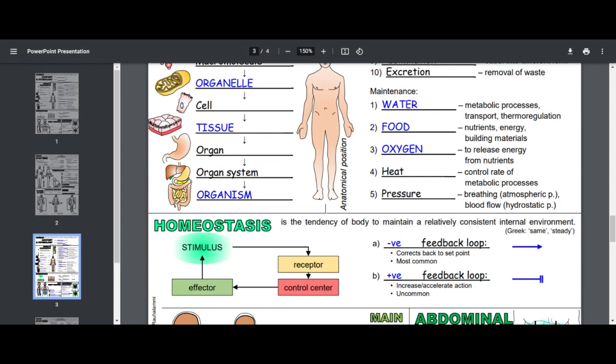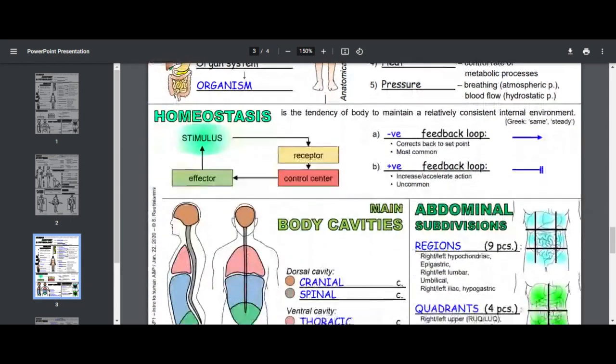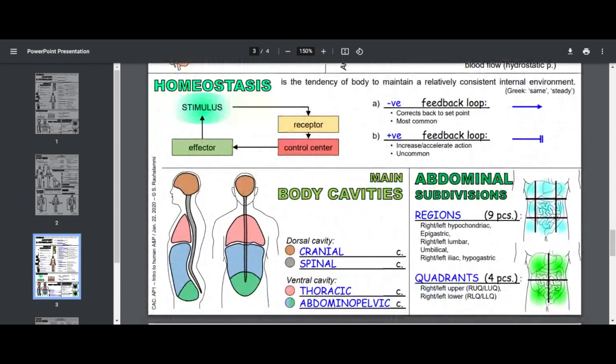Let's have a look at these body cavities. So I talked about how body cavities can be divided into dorsal and ventral cavities.